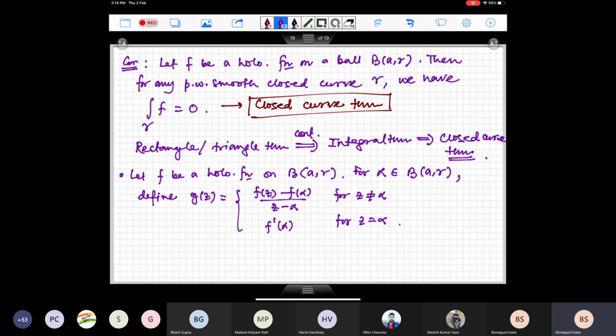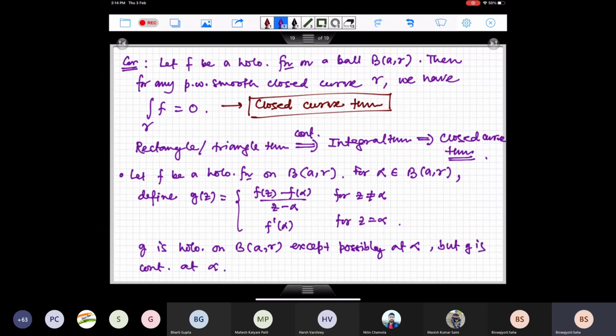Okay, so what is g? g is holomorphic on the ball except possibly at alpha, because at alpha I do not know what happens yet. But g is continuous at alpha, that I can definitely ensure, because at alpha the value is whatever is the limit of g as z tends to alpha. Agreed?